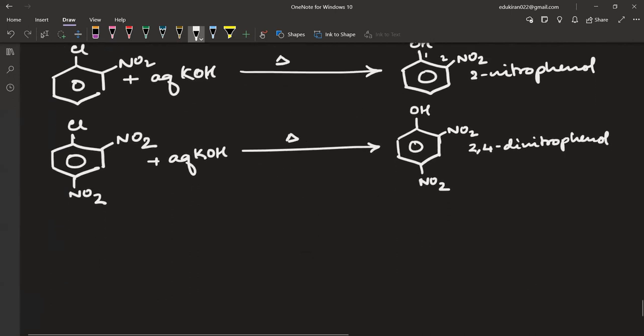At last, we have a chlorine atom with 3 NO2 groups.